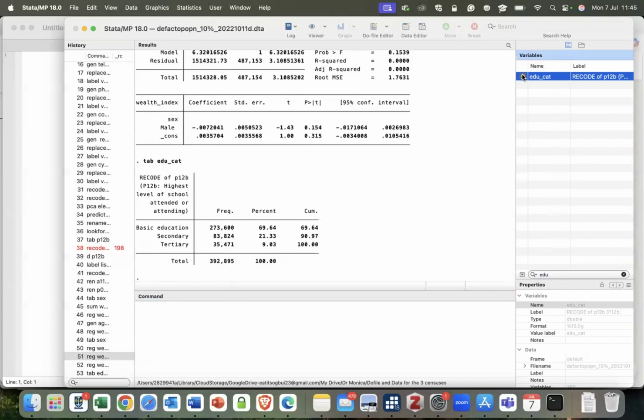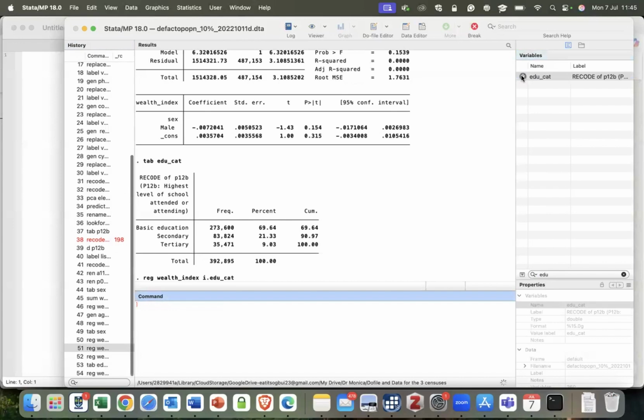Now it depends on your interest. In the case where you are interested in looking at how higher education has an impact on wealth status, then you want to make basic education your reference category and make secondary and tertiary education your main indicators, where you can compare higher education attainment in comparison to the lower education. So now let's look at that. So we change, put wealth here.